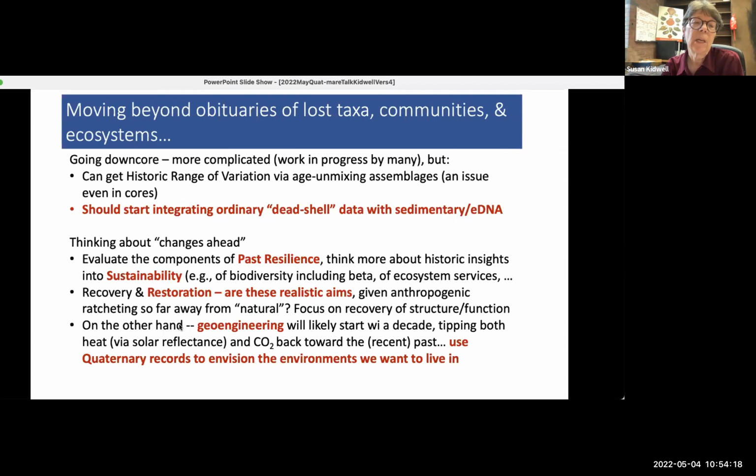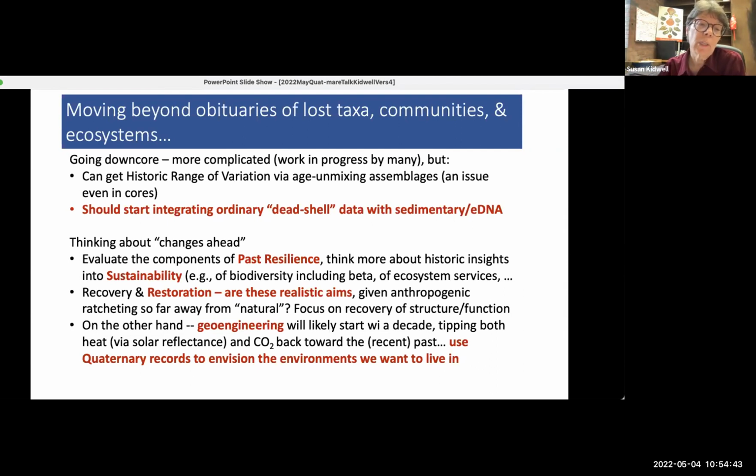On the other hand, and I know this is very provocative, whether you think positively or negatively, geoengineering is happening. It is going to be happening within the next decade or so. And that is going to be tipping our temperatures backwards, solar reflectance, and also start slowing and eventually tipping back CO2.